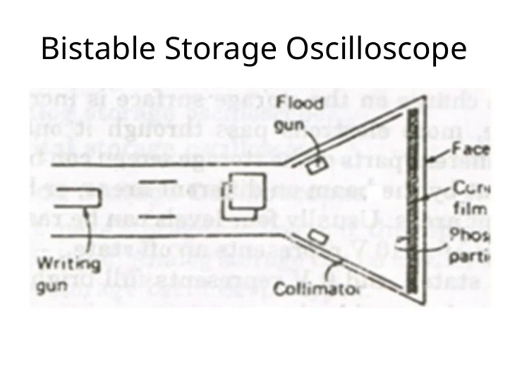Today, let's take a closer look at the bistable storage oscilloscope. This is a fascinating device because it plays a crucial role in maintaining the state of a digital signal. Essentially, it can store a bit of information, whether a high or low voltage, until it is intentionally changed.